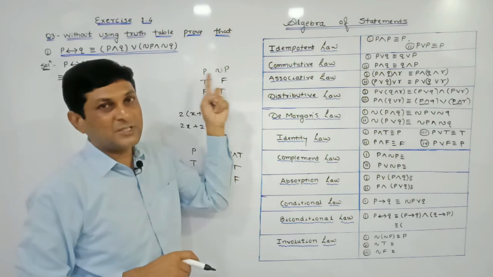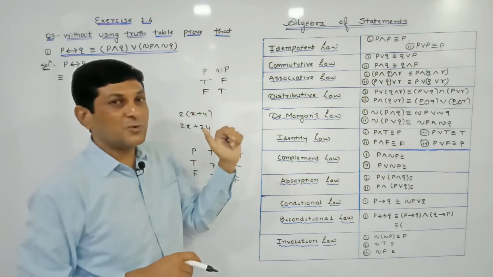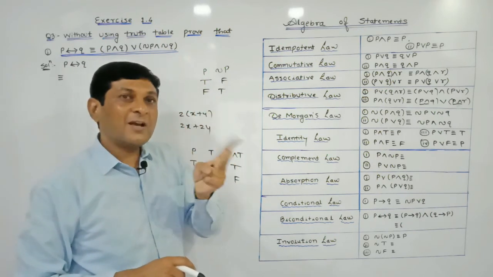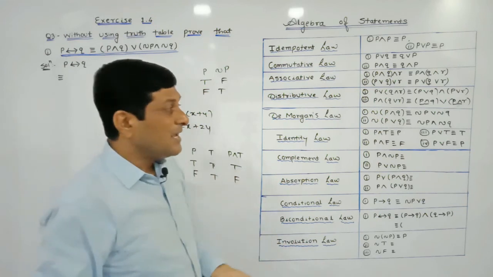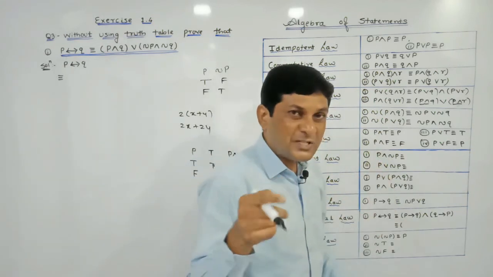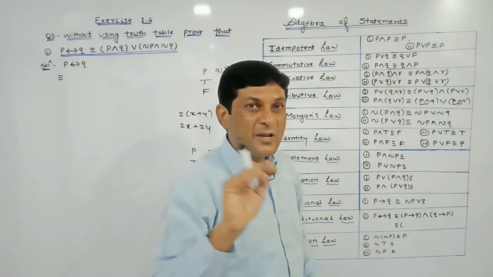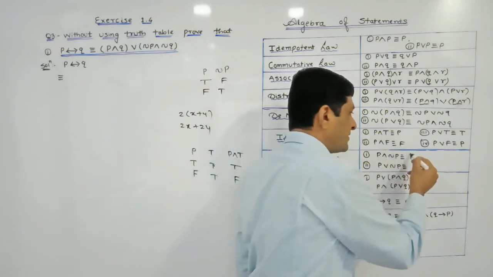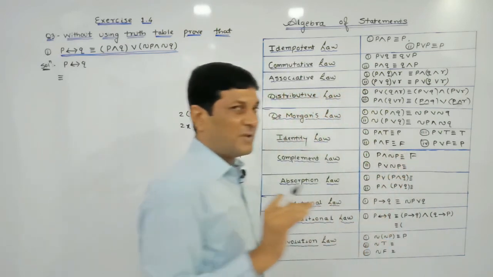If this one is true then this one will be false, and if this one is false then this one will be true. That means one of the two is always going to be false. And in case of 'and', if at least one statement is false, the truth value of 'and' will be false. That's why we can say that P and negation P will be false.